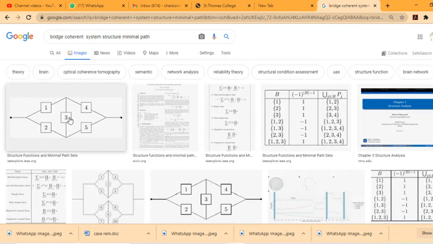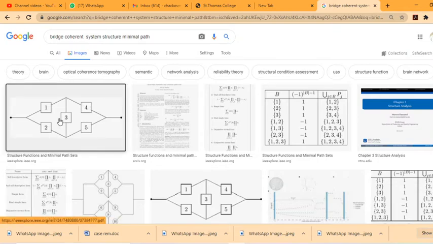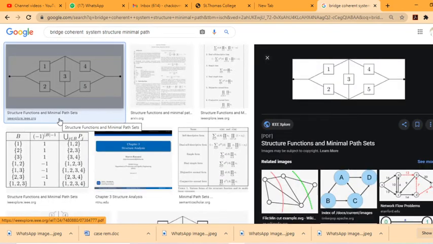Component 1, component 2, 3, 4, 5. Suppose we are transmitting a signal from this source node to destination. What are the possible paths the signal can go through? 1, 4, and then into the destination, or 2, 5 to destination, or 1, 3, 5 to destination, or 2, 3, 4 to the destination. So those are the possible paths of a bridge structure. This is the typical bridge structure.